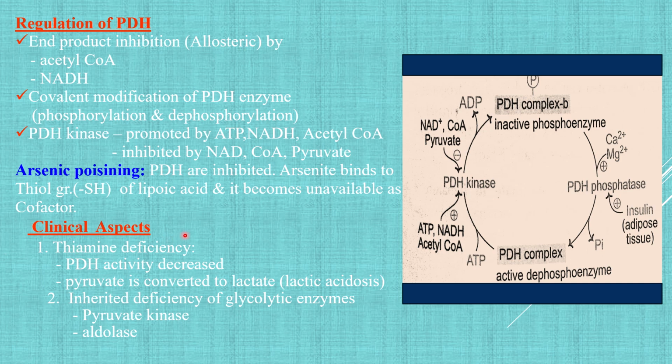Then what are the clinical aspects? Thiamine deficiency will lead to a decrease in the activity of PDH. Then pyruvate is converted to lactate. Instead of converting to acetyl coenzyme A, it converts to lactate, leading to lactic acidosis. Then inherited deficiency of glycolytic enzymes like pyruvate kinase and aldolase also hampers the formation of acetyl coenzyme A right from pyruvate.